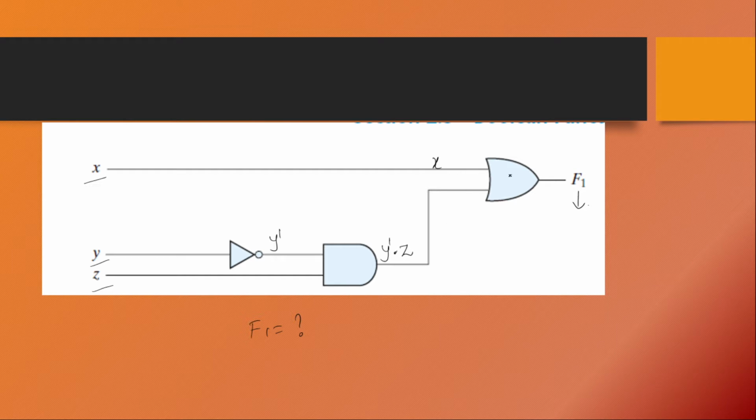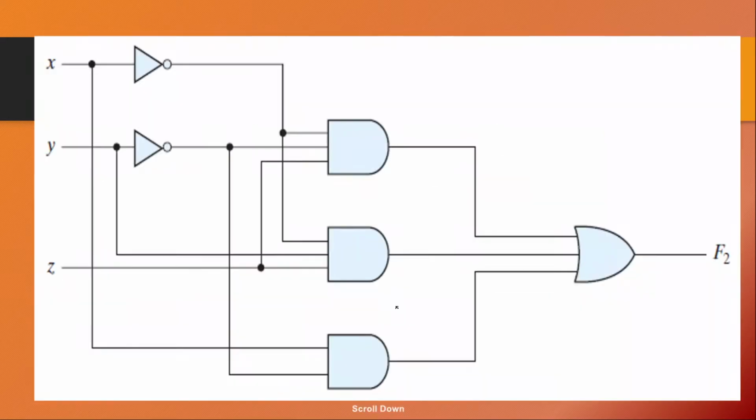Now this OR gate takes two inputs, one from X and one from Y complement and Z. So the final OR gate's value is X or Y complement Z. So this is the final function or the output. So F1 is given by X or Y complement Z. So hope this is understood. We'll move to the next circuit.